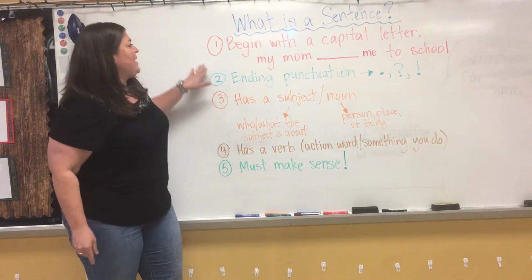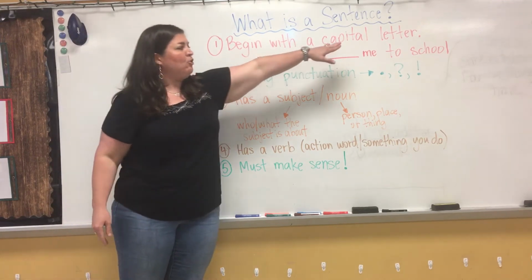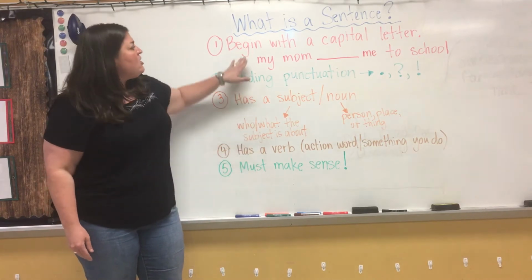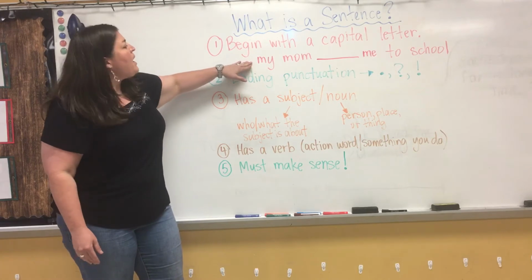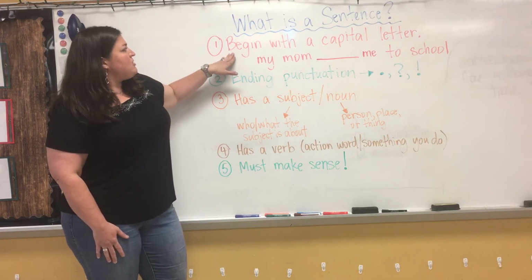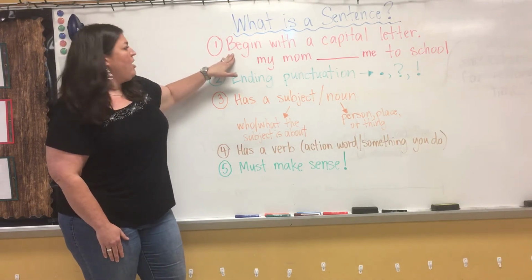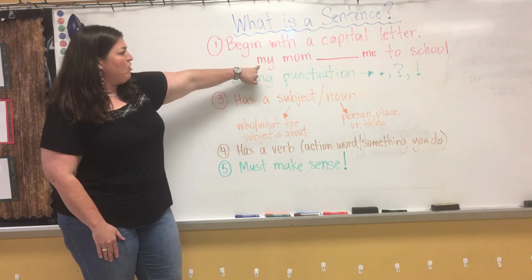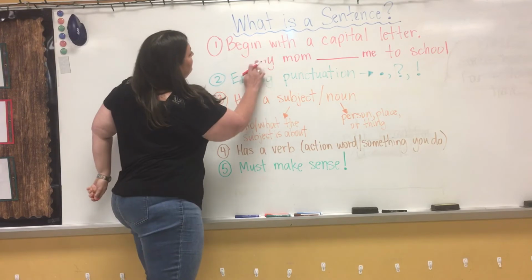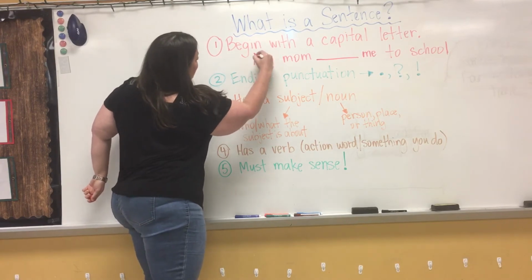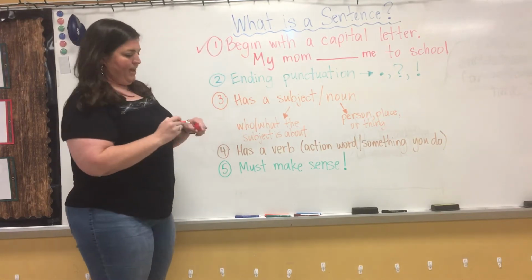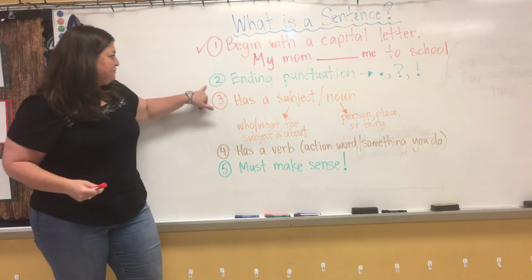Okay, so the first thing is in red. Begin with a capital letter. So this is a sentence that we're going to use for all these different tips. So our sentence, you can read it with me. My mom blanked me to school. So if our first tip is to begin with a capital letter, I need to fix my first letter M and make it a capital. Okay, so I'm going to do that. I'm going to erase it and I'm going to make it into a capital M. Okay, so I'm good with that one. I've got a capital letter at the beginning of my sentence.